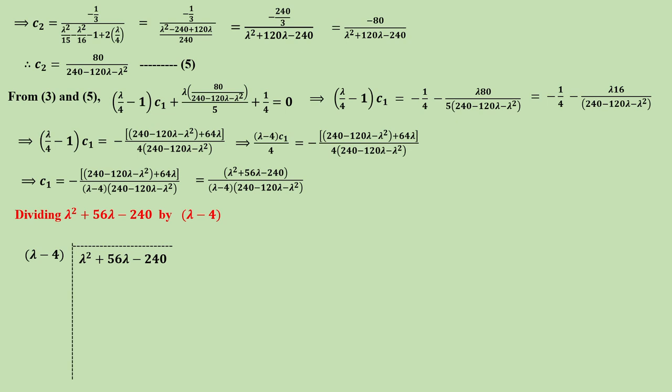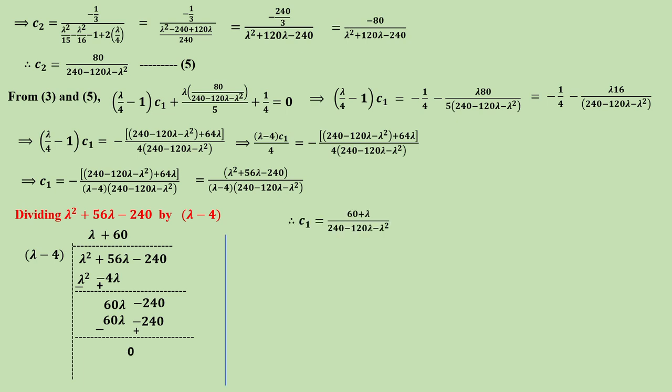First term lambda, so multiply lambda into lambda minus 4, you will get lambda square minus 4 lambda. Now subtraction, minus plus. So first term gets 0. So 56 plus 4, 60 lambda. Then remaining term minus 240. Bring down, right? Now you are having lambda minus 4. So you are having 60 lambda. So multiply lambda minus 4 by 60. So you will get 60 lambda, plus 60 into minus 4 minus 240, so subtraction, change the sign, 0.